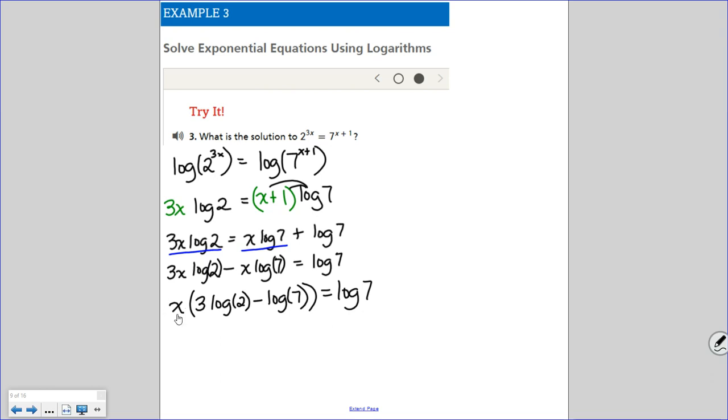And now I just have 1x. It's being multiplied by all of this, so I'm going to divide both sides by that. So x is equal to the log of 7 divided by 3 log 2 minus log 7.